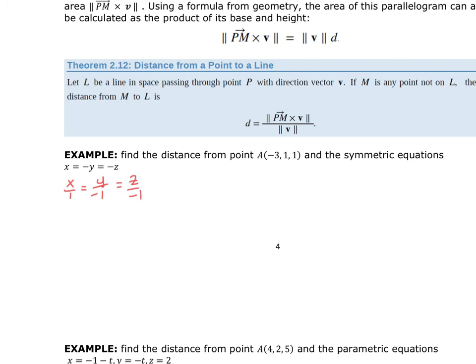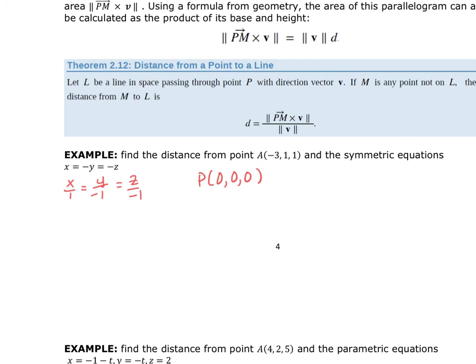Now, any point on the line, I can choose. The best point on the line for this one would be the point 0, 0, and 0. The reason that is a really good choice, and I know it's on the line, is because it satisfies this. If x equals 0, y has to equal 0, and z has to equal 0. If there were other things going on here, I wouldn't have been able to pick this point, but this point I know satisfies this symmetric equation of a line. It has to satisfy it when you pick a point. This is a nice point to pick.